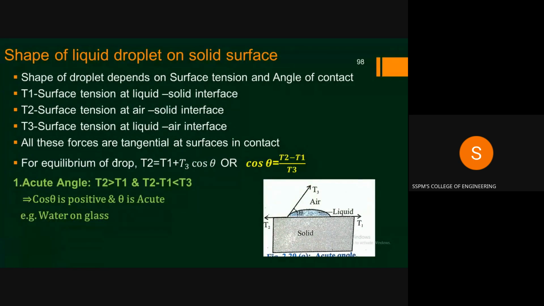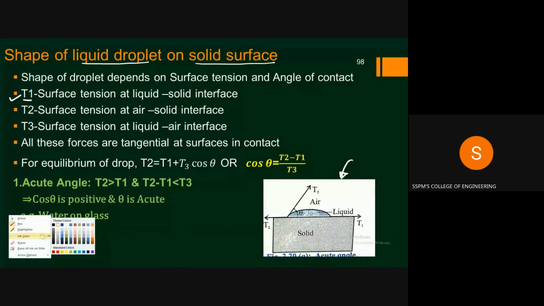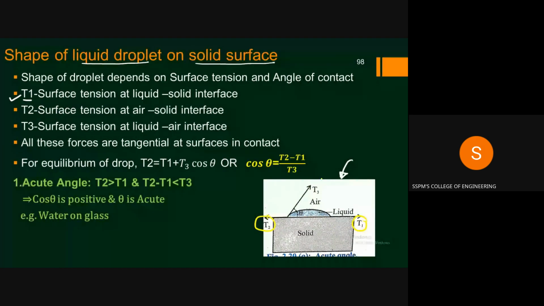Then the next concept is the shape of the liquid droplet on the solid surface. Okay. So here, if you see this diagram, there are three forces. One is T1, second is T2, and third force is T3.